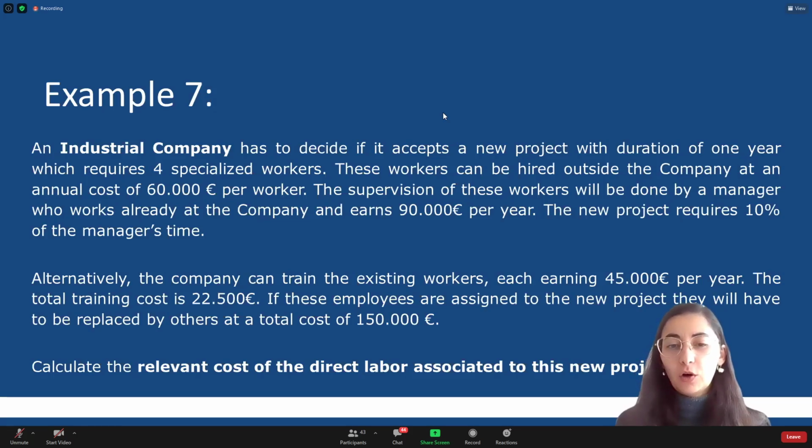So the relevant cost for the project will imply that we did this comparison and we choose the best alternative, and that would be 172,500. Okay, thank you. That would be the final answer. More questions before the break?